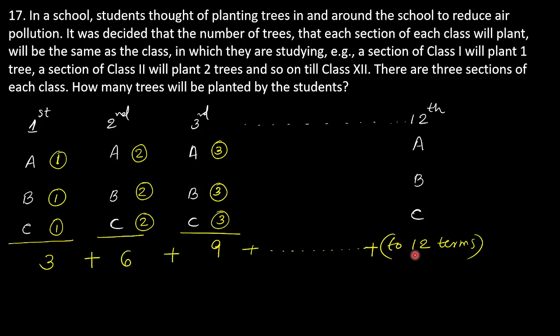The number of plants planted by the 12th standard. So our question is simply 3 plus 6 plus 9 plus etc. up to 12 terms. This is our question. So I hope you have understood. Joshida, Samardhe, Lina, all of you clear? All of you clear?